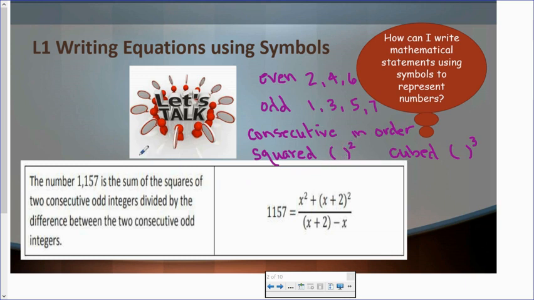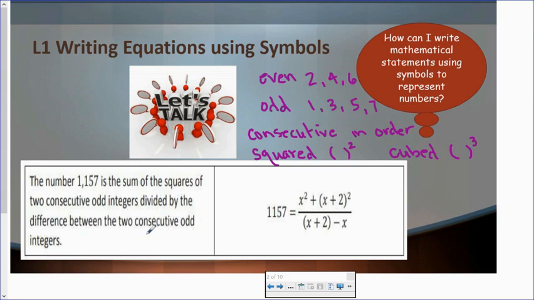Okay, so let's look at this statement here and then this equation here. Starting off with the statement: the number 1157 is the sum of the squares of two consecutive odd integers divided by the difference between the two consecutive odd integers. Well, this statement here is the same thing as this equation. This statement would be similar to a word problem that was given to you, or what we like to refer to as an application.